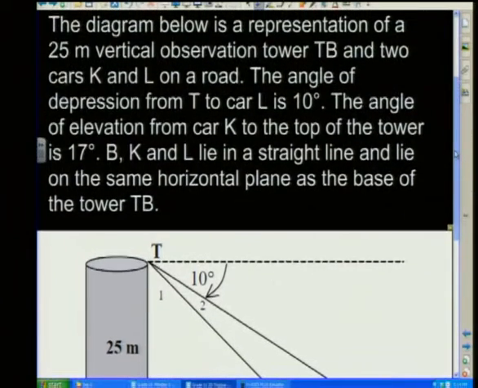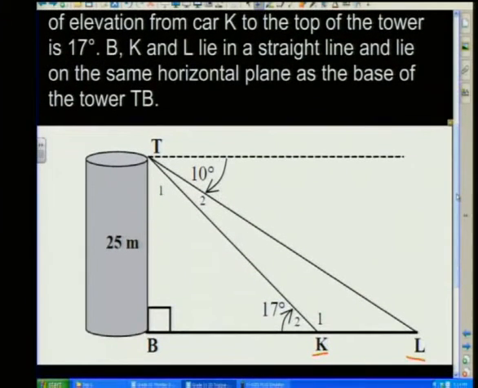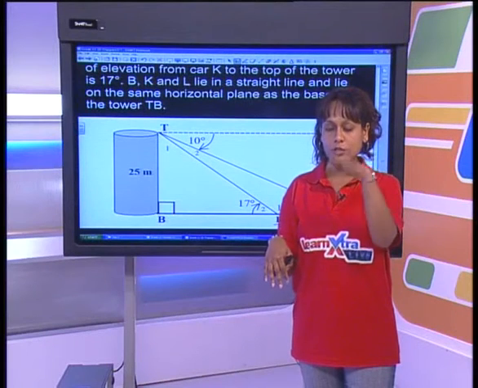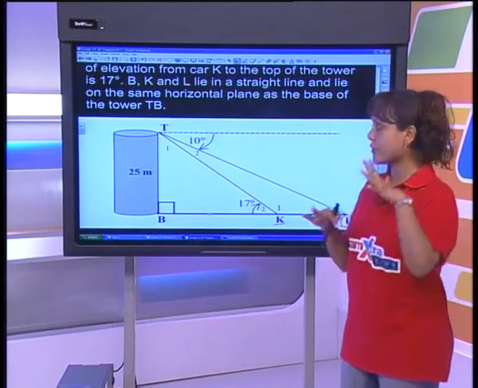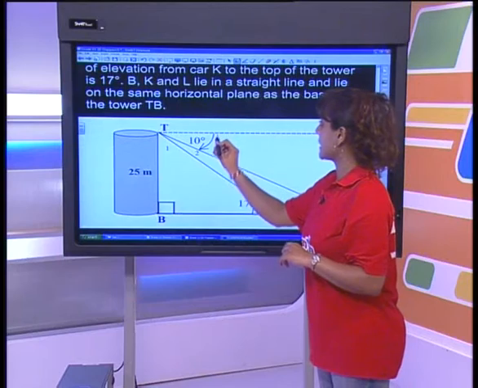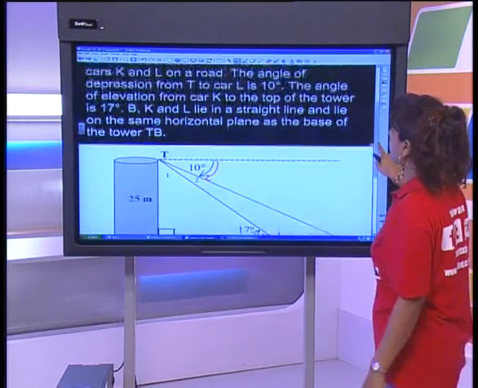They say that the angle of depression from the top of the tower T to car L is 10 degrees. So if we're looking down from point T to this car here, L, that angle is 10 degrees. Remember, angle of depression, you're looking lower than you. From the observation tower, you're looking down, so your angle of depression there is 10 degrees. And we always measure that with the horizontal axis.